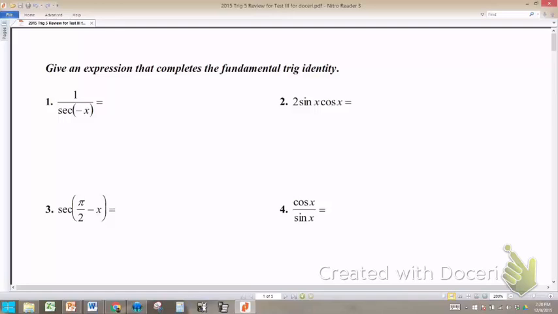Start with number 1. 1 over secant is cosine of x, in this case negative x, and the opposite angle identity says that cosine is even, so there's no more negative sign on that. Okay. Number 2, this is the double angle identity for sine, so that's going to be sine of 2x.